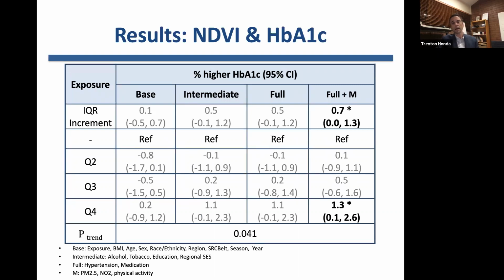Now we'll look at our results for hemoglobin A1C. For greenness and hemoglobin A1C, we found largely null results where increases in greenness were not significantly associated with hemoglobin A1C, except in our full plus mediator model where we found a borderline significant increase in hemoglobin A1C associated with an increase in the NDVI, which again is the reverse of the hypothesis that we had for this.